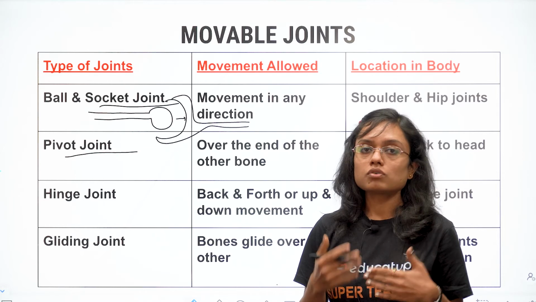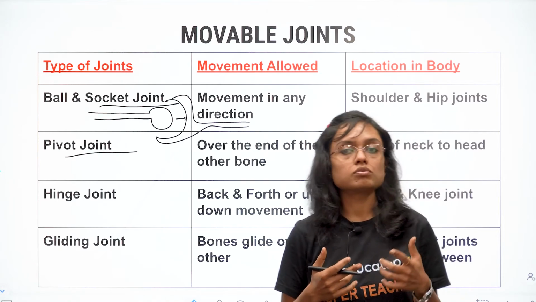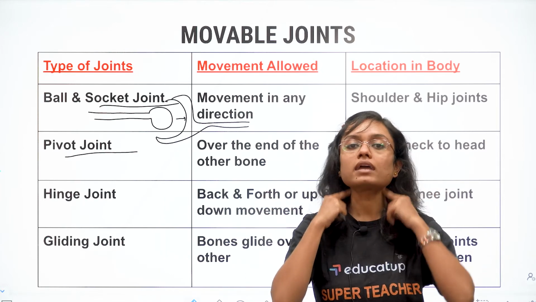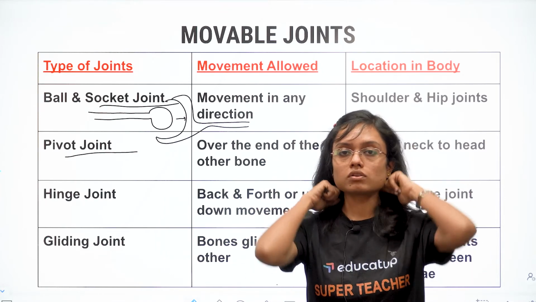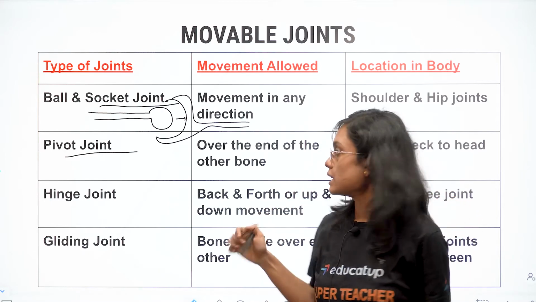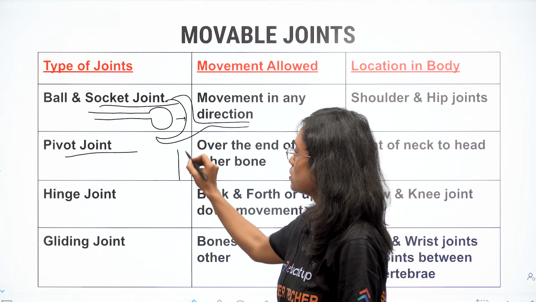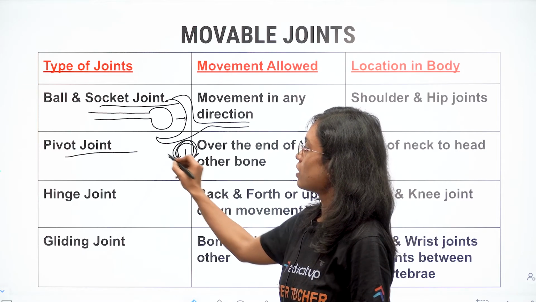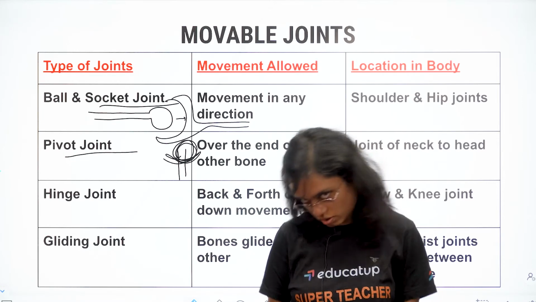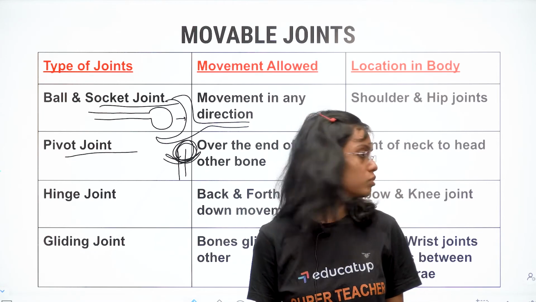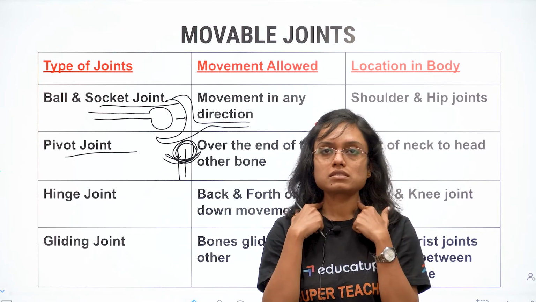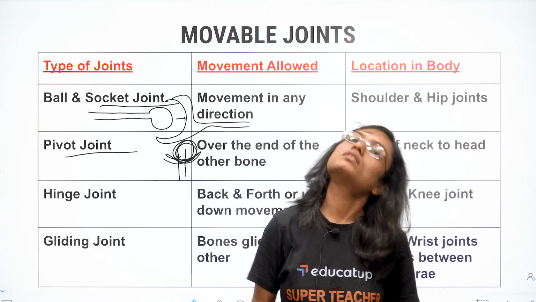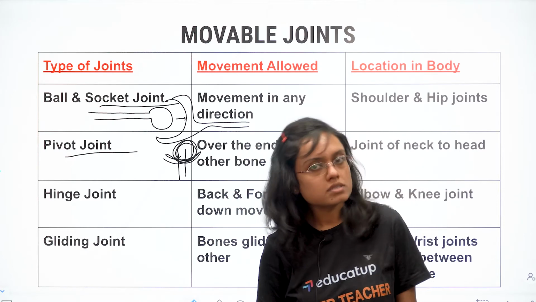The movement allowed is over the end of the other bone, and it is found in the joint of neck to head. That means this is your neck and this is your head. So the joint over here allows the movement. It's like this. One bone and over that another bone. So the movement is like this, right? Like we do this, like this. So our neck bone is fixed, but our head bone is moving over it. Is it clear to you?